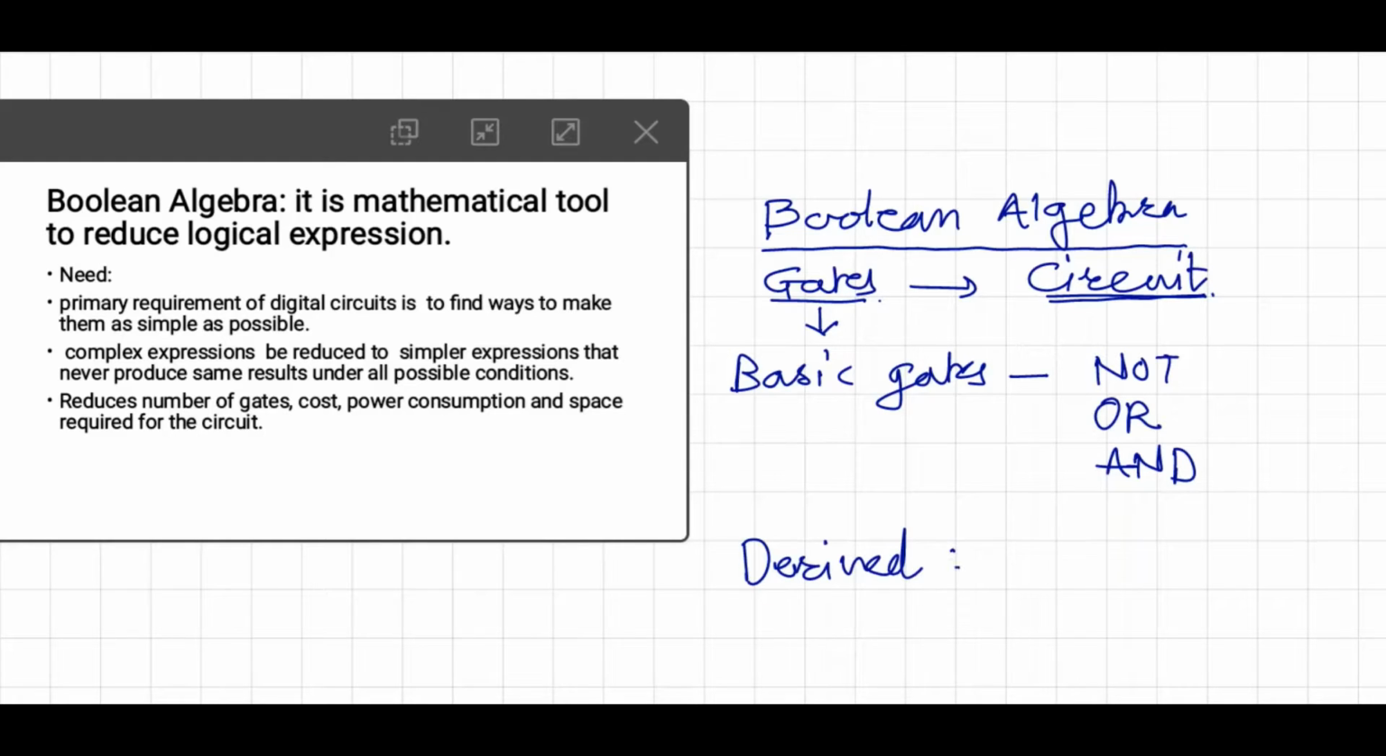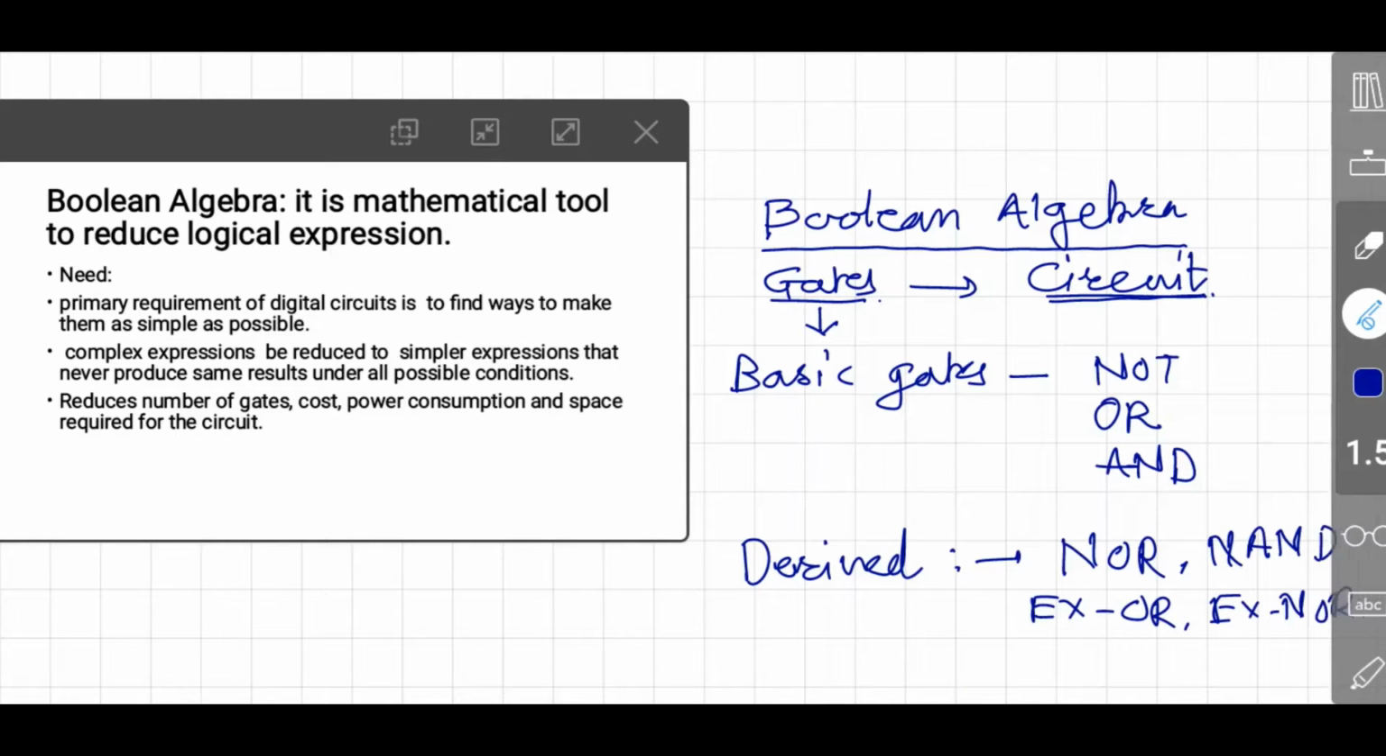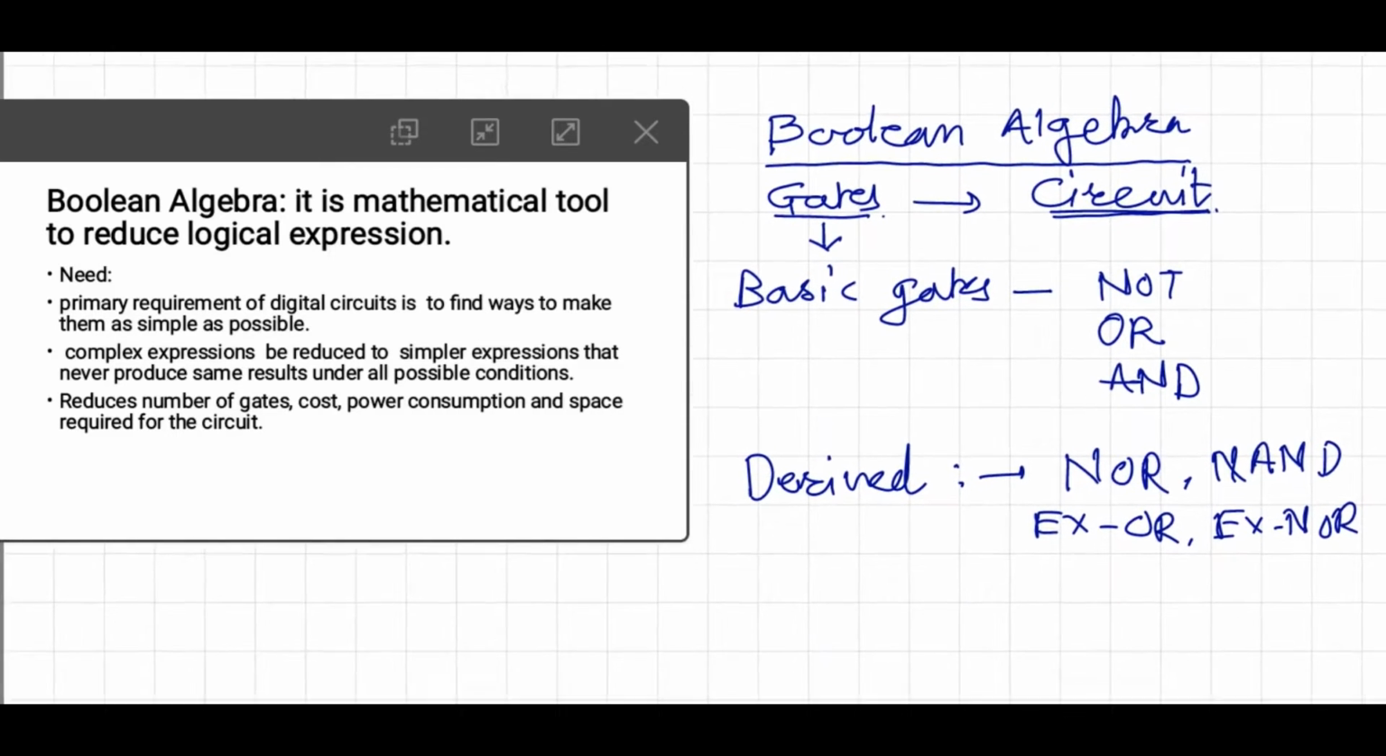which is basically the gate designed using the combination of these basic gates, and that we know that is NOR gate, then NAND gate, XOR gate, or XNOR gate. So these are the gates which are called the derived gates.